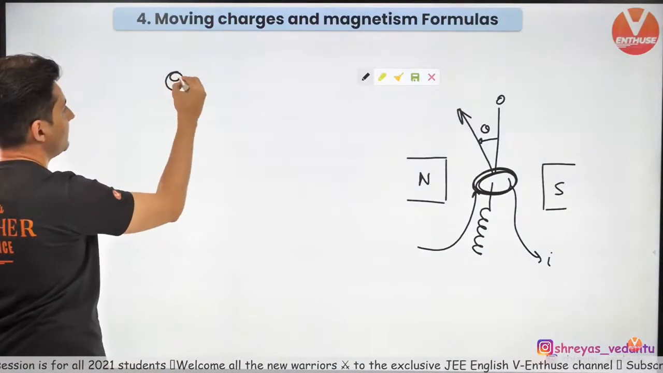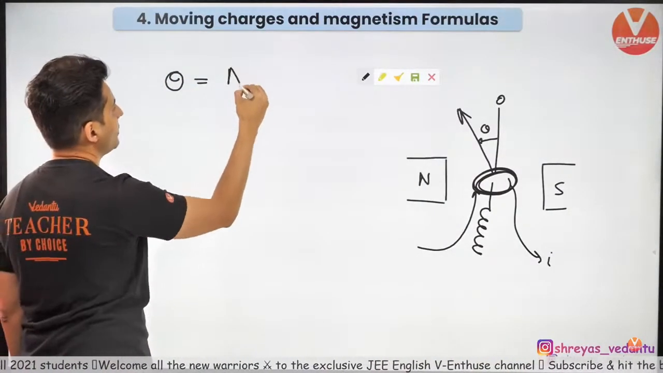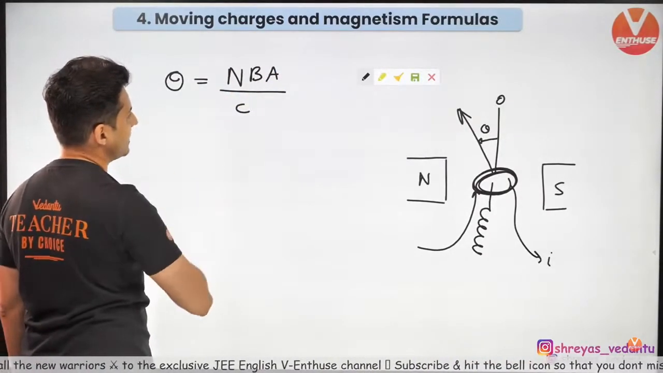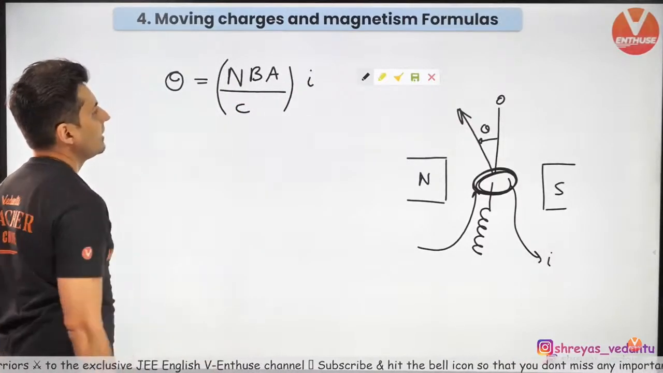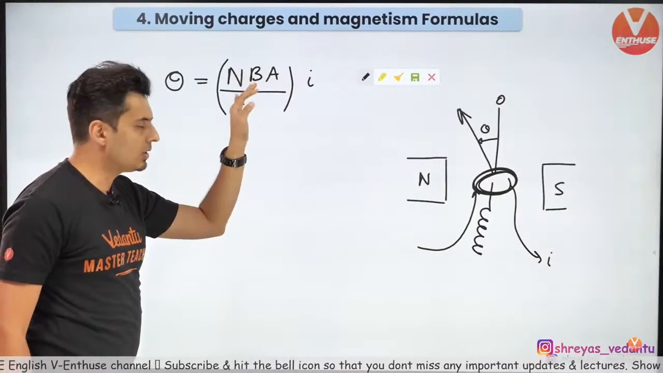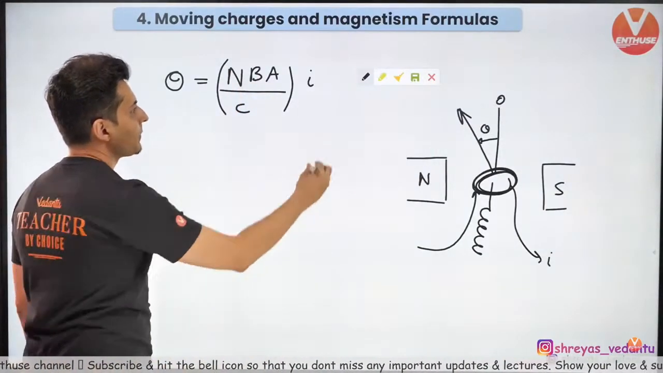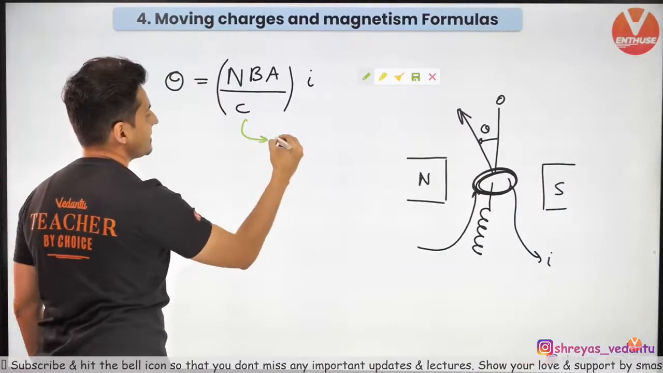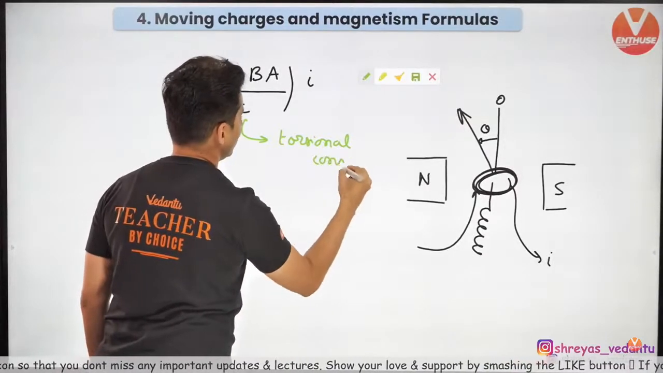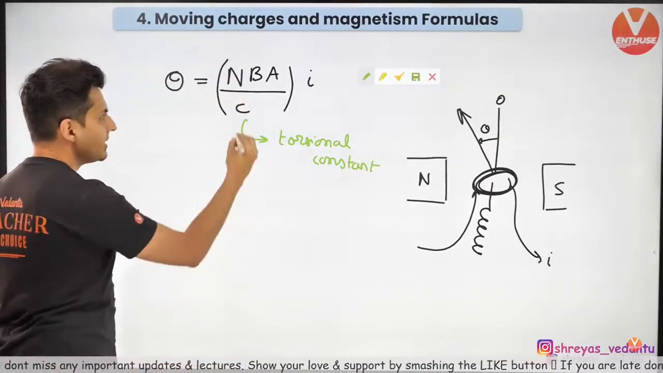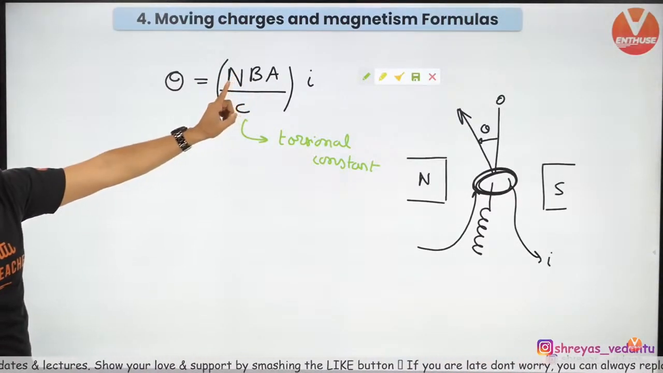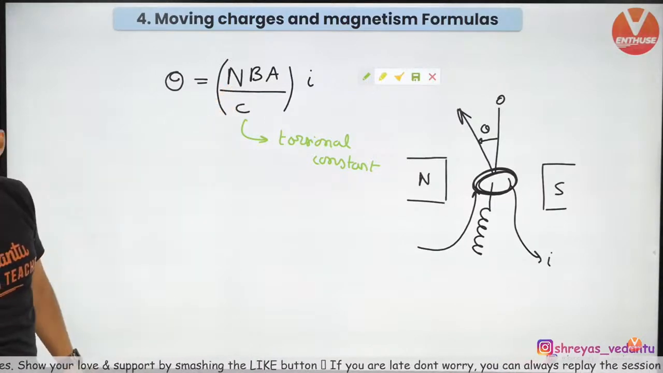So you should know about the deflection theta. Remember, I have told you about basketball. Basketball means NBA. And there is a captain of the basketball team. So captain, this is multiplied by current. So theta, the deflection, is NBA by C into I. What is this C? This is nothing but your torsional constant. Keep this in mind. Some books have the symbol as K. That is also okay, guys. That is fine. That is no problem.